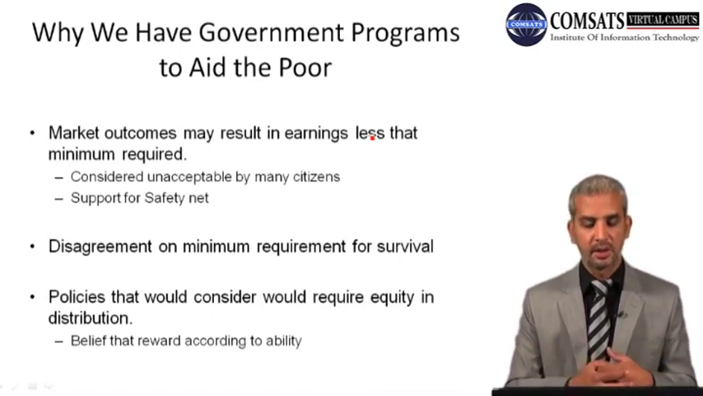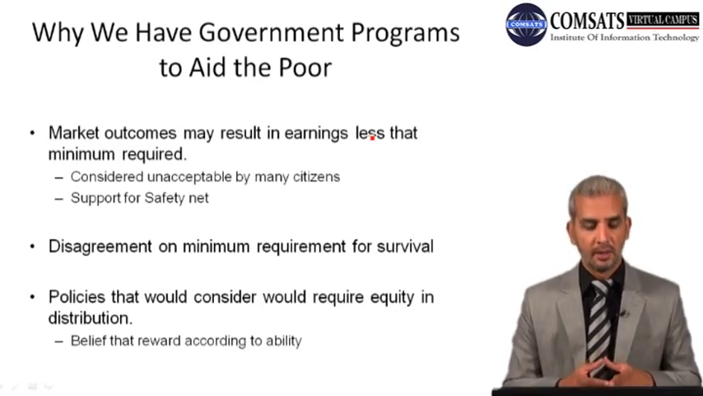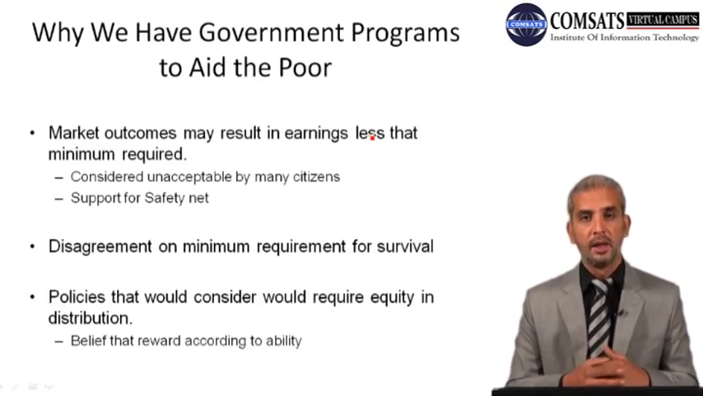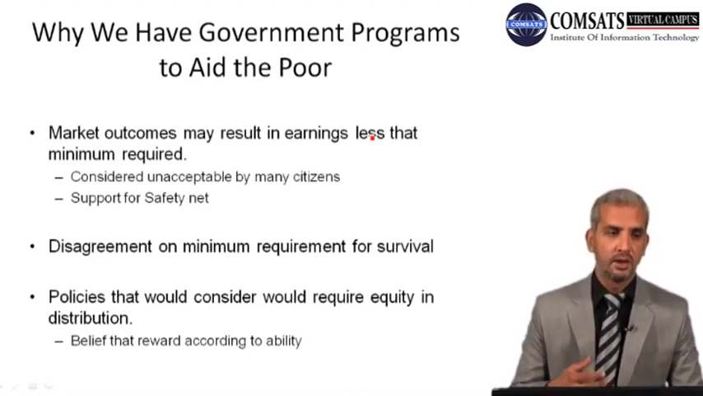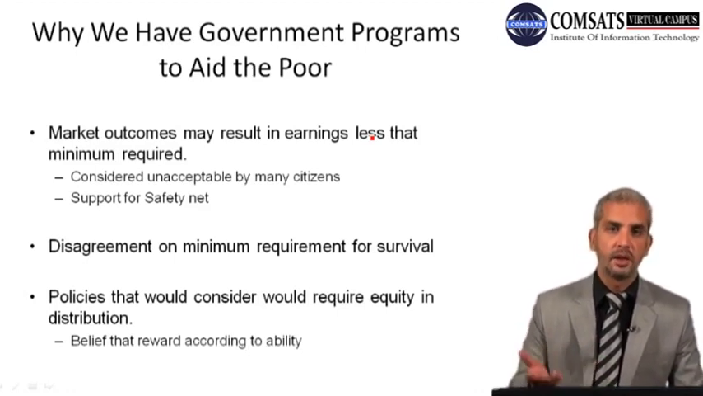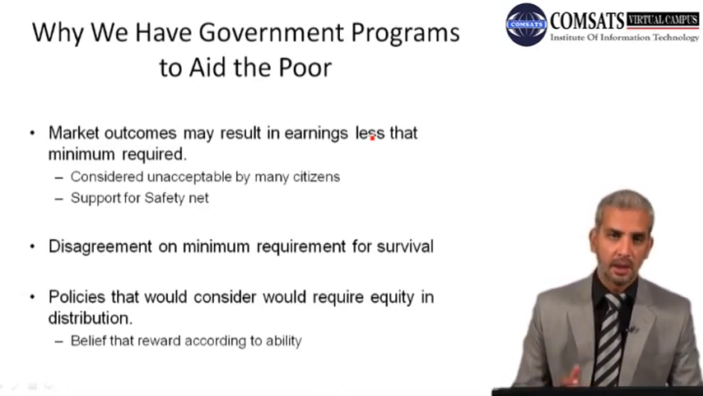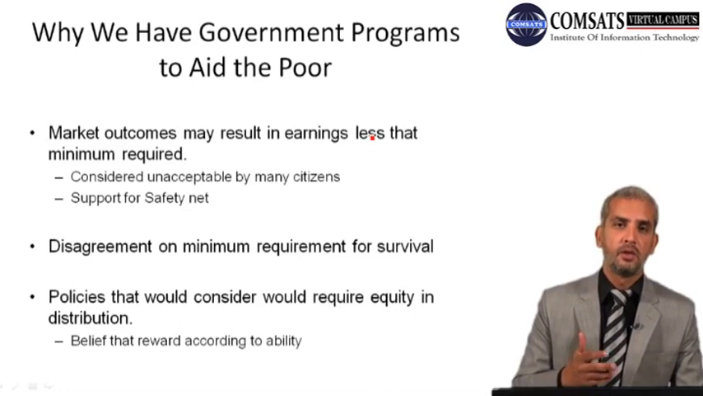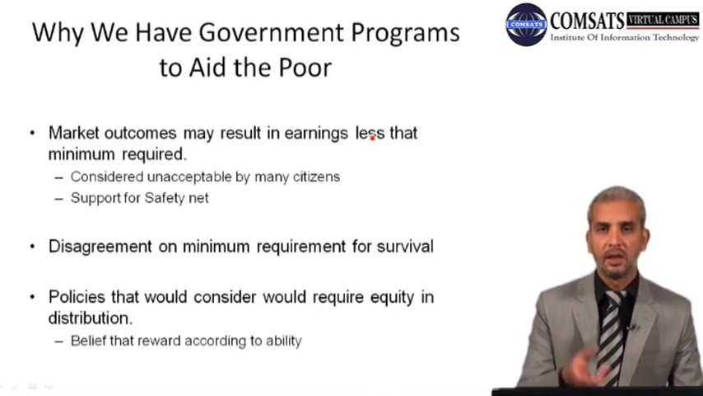As usual, there are debates in certain social issues, and one of those debates is what is the minimum required for survival. Now, the policies that would be considered would require equity in distribution. If the government is considering certain policies, and those policies are to be applied, then they would require that the distribution of income among all the individuals should be equitable. Everybody should have a similar level of income. But this belief is not in accordance with rewards equivalent to the ability of an individual. So there is a conflict of ideology over here.